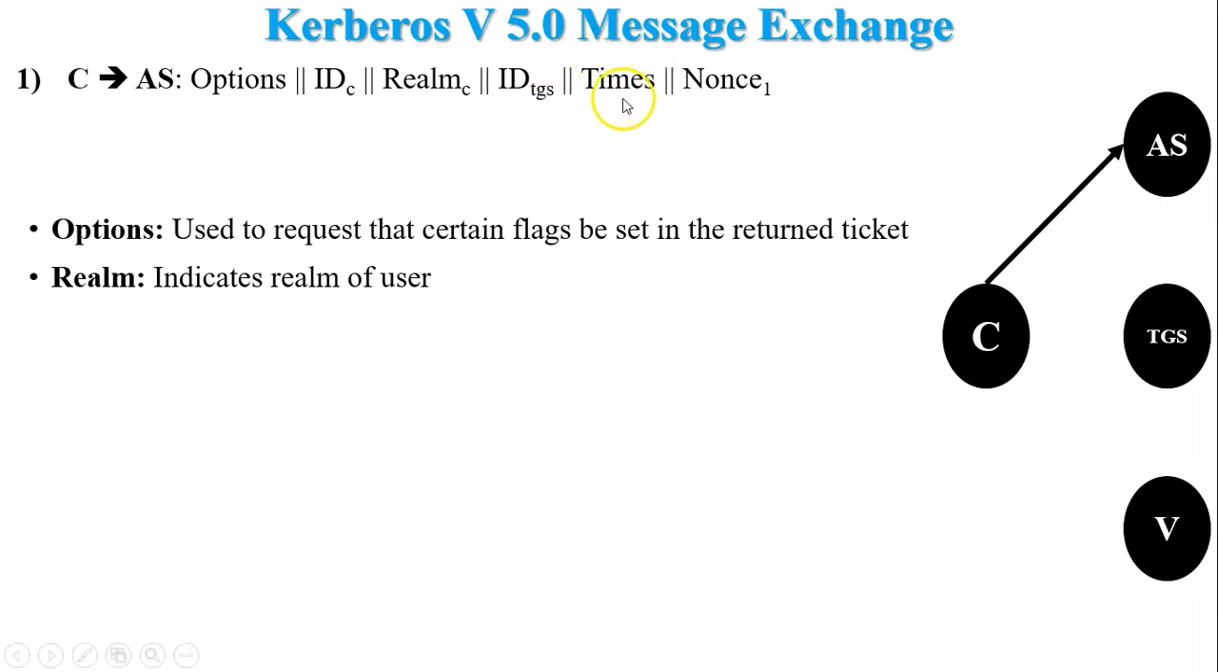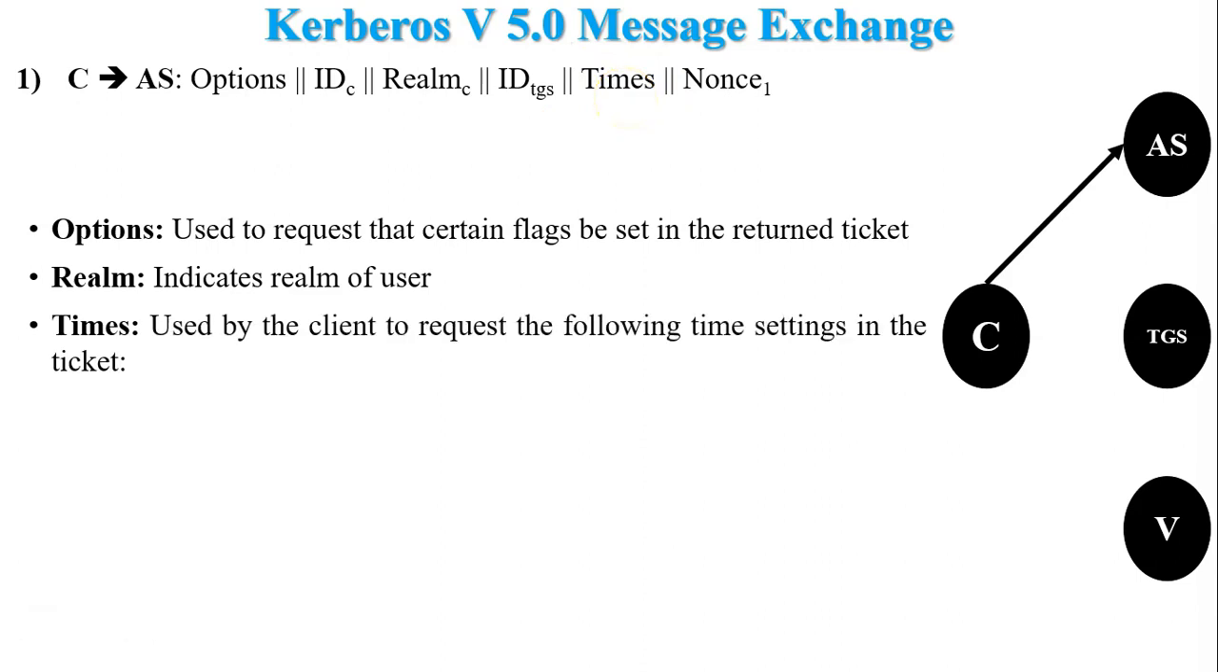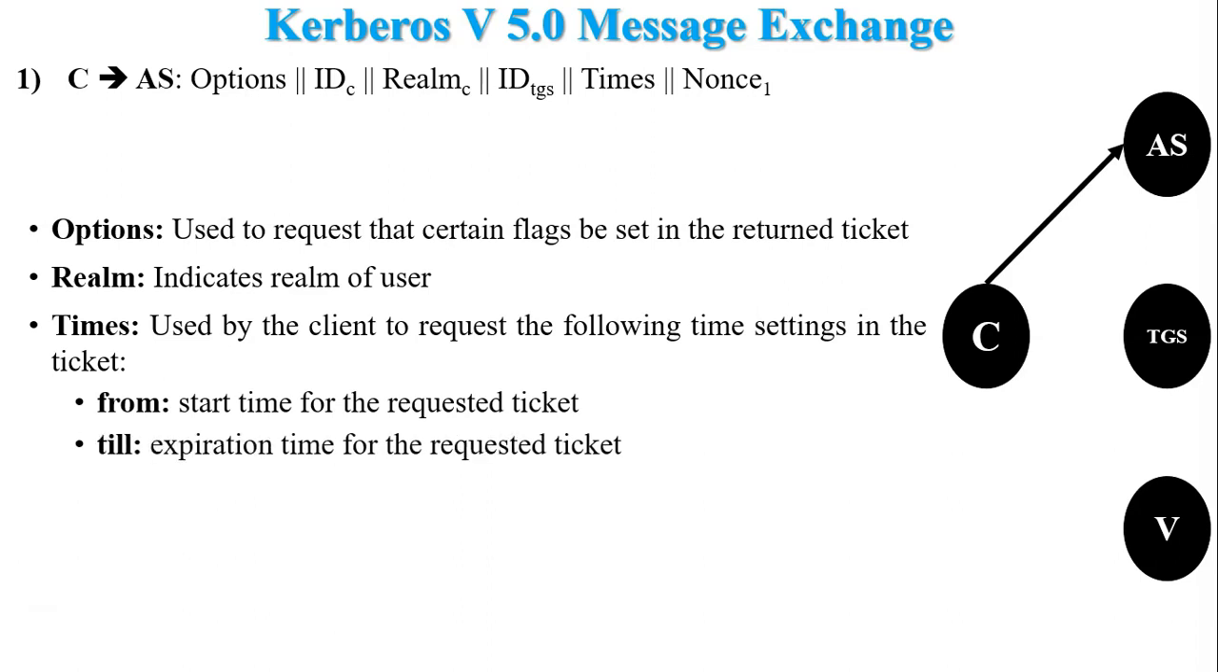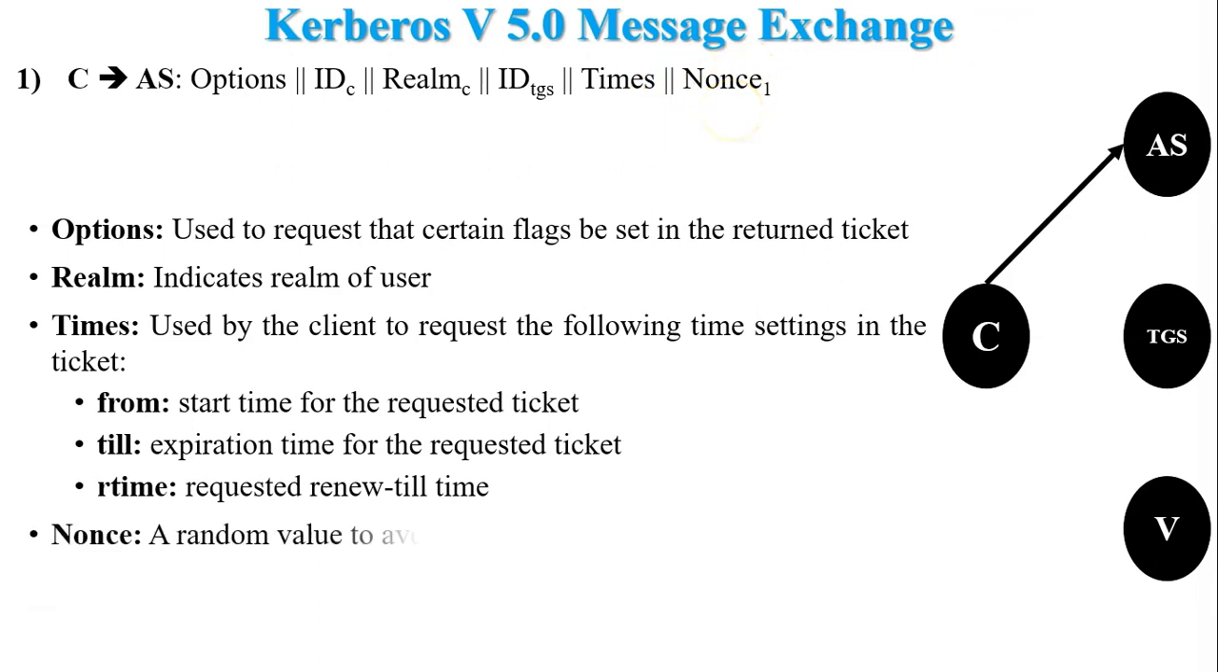The next one is times. Times is used by the client to request the following time settings in the ticket. In times, there are 3 options. The first one is from, start time for the requested ticket. The second one is till. It indicates the expiration time for the requested ticket. And the third one is R time. It means the requested renew till time of the ticket. And the last one is nonce. Nonce is a random value to avoid the replay attack.